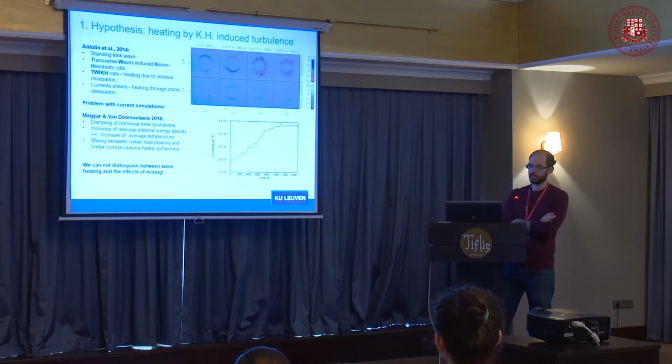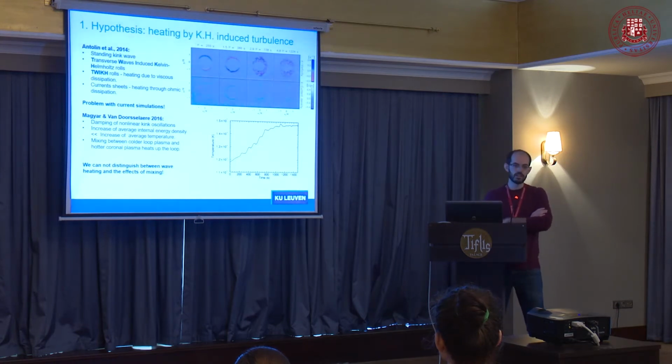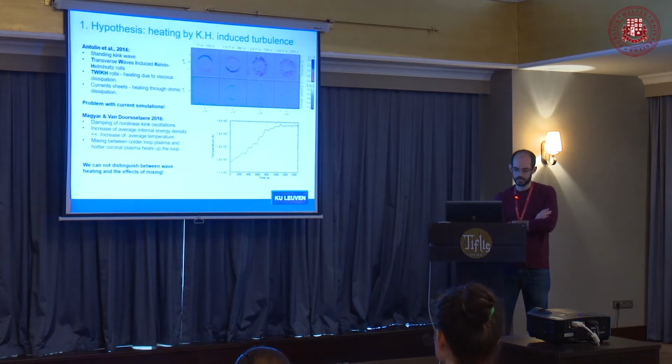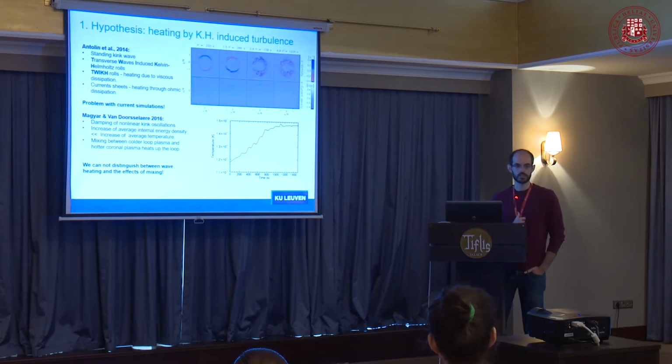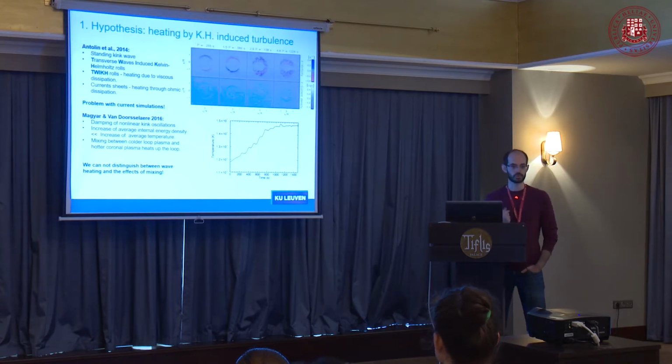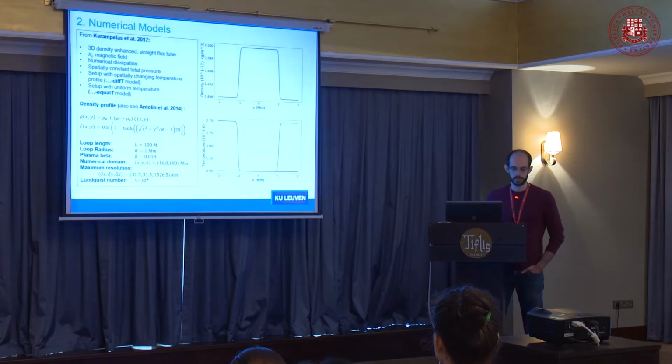Working on that, in 2016, Magyar and Van Doorsselaere found something really interesting. Studying the energy at the layer of a flux tube, they realized that the rise of the internal energy was much less than the rise of the temperature in that layer. Their suggestion was that this can be explained only by the mixing taking place, since they considered a setup where the temperature outside of the loop was much higher than inside the loop. The mixing due to the Kelvin-Helmholtz instability led to this rise in temperature. And this is where we step in.